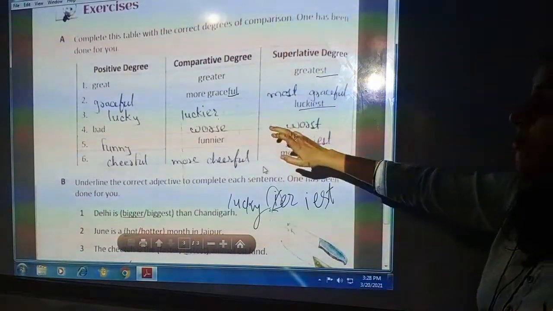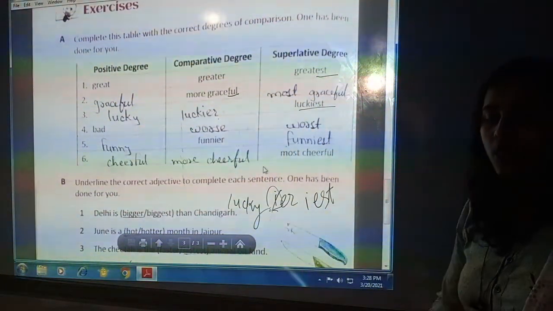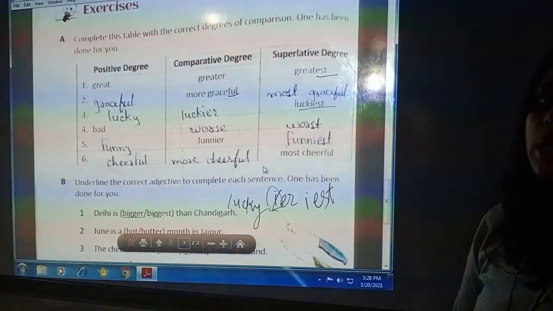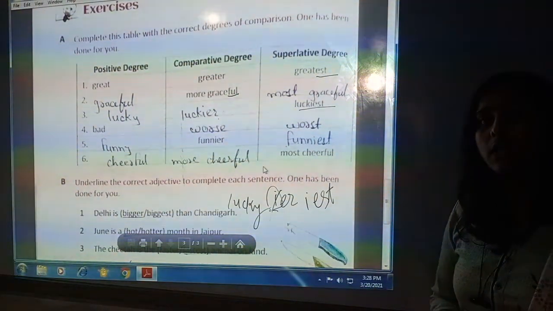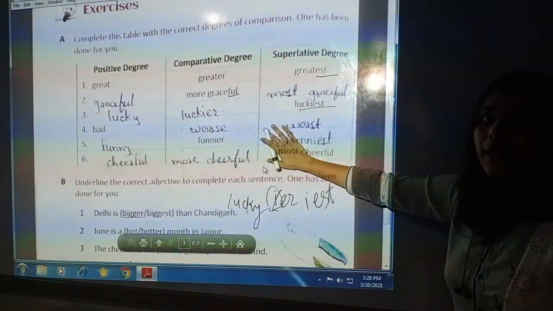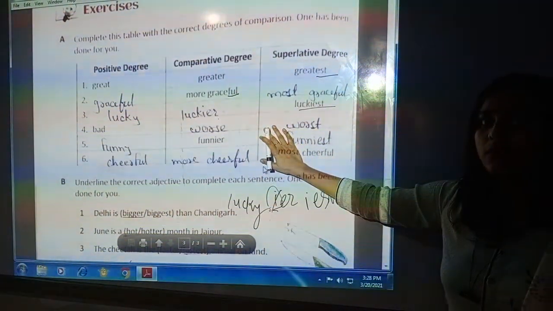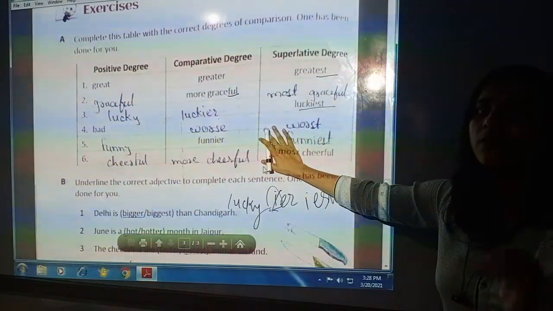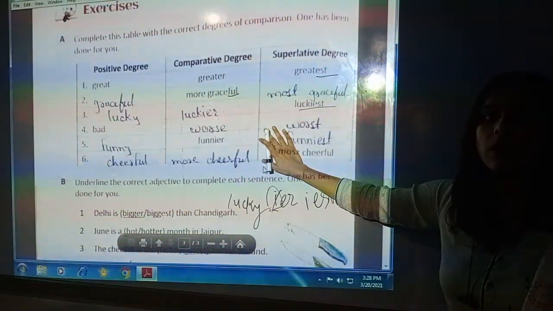Next one is bad. For bad there is no particular rule to change in comparative degree and superlative degree. So the word will be bad, worse and worst. In comparative degree it will become worse. In superlative degree it will become worst.